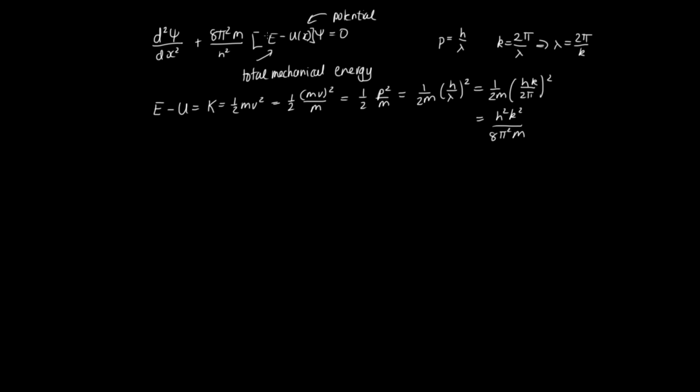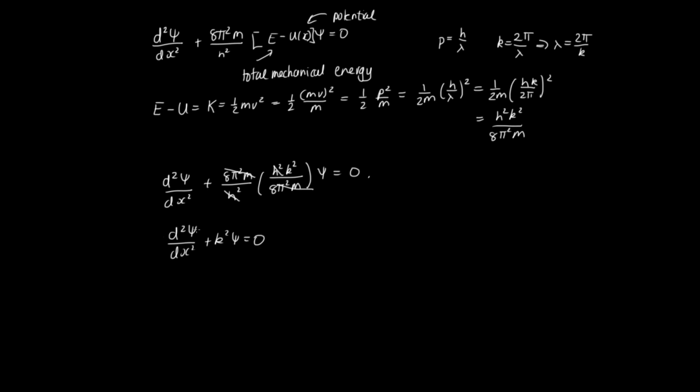So that's equal to E minus U, which is this term here. Going back to Schrödinger's equation, we can now write this as d squared psi dx squared plus 8 pi squared m over h squared times h squared k squared over 8 pi squared m, times psi, is equal to 0. Now you can probably see why we introduced this wave number, because we've got a whole lot of terms which are going to cancel out really nicely. This cancels this, the h squared cancels. So now we have the nice simple equation d squared psi dx squared plus k squared psi is equal to 0. What we want to do now is find a psi that is a solution to this equation.